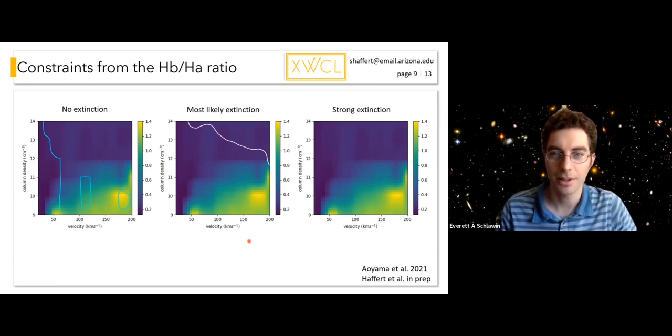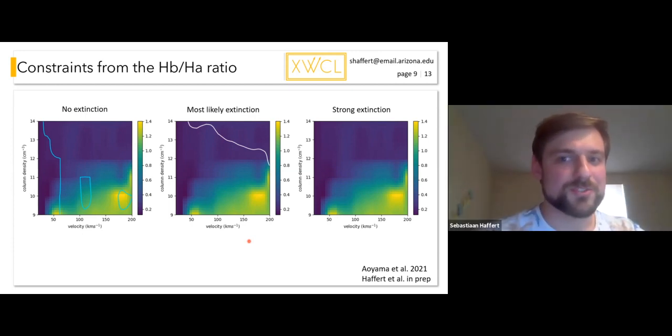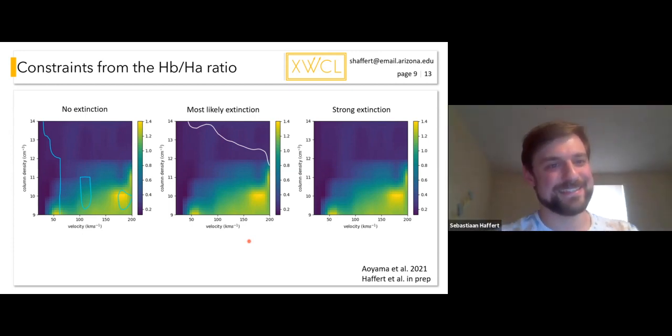Is that something that would need a new instrument then? Yeah, I would say we need higher resolution spectroscopy. Thank you.